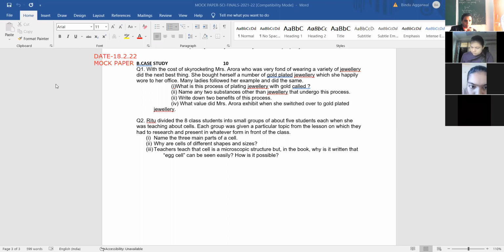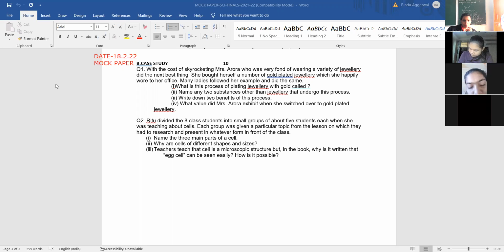Ma'am, what is the process of plating jewelries with gold, can you tell the answer once again? Gold electroplating. Write down two benefits of this process. So the object appears to be shiny and the cheaper metal looks like the costlier metal.